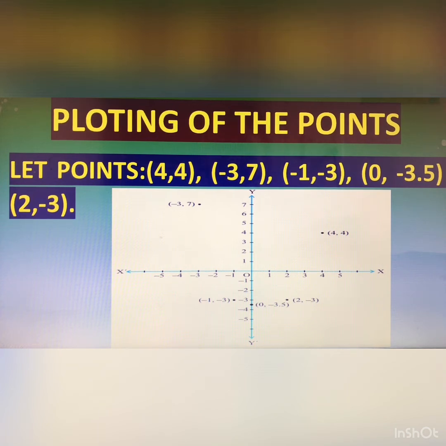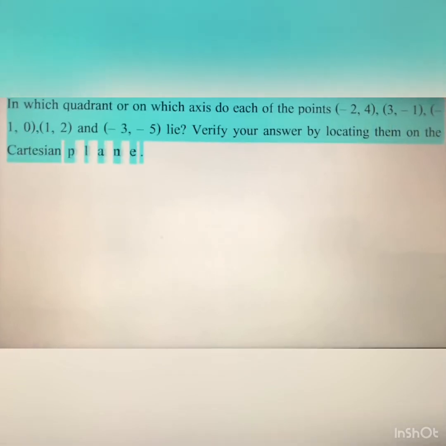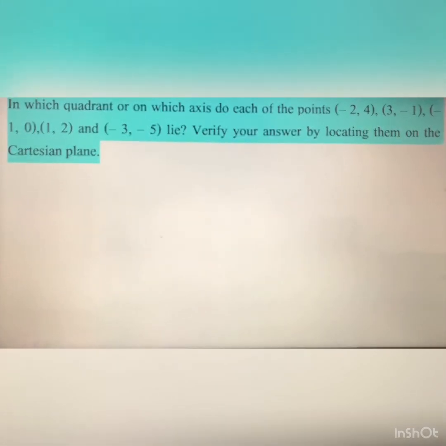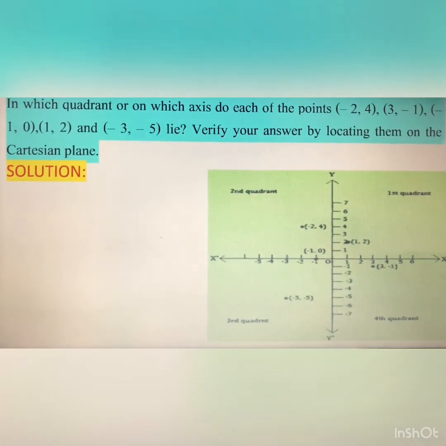Once again, let us see an example in the second form. In which quadrant or on which axis does each of the points (-2, 4), (3, -1), (-1, 0), (1, 2), (-3, -5) lie? Verify your answer by locating them on the Cartesian plane. So dear, this is the solution. This is the Cartesian plane and you have to represent all the points.